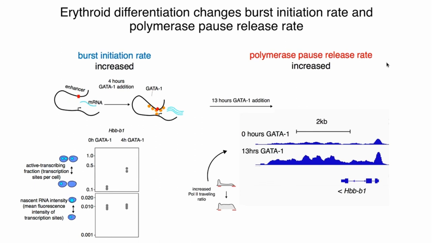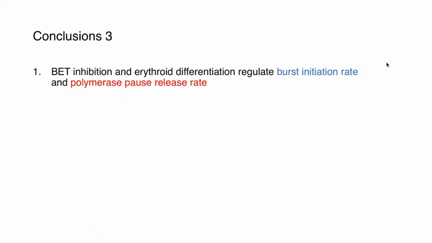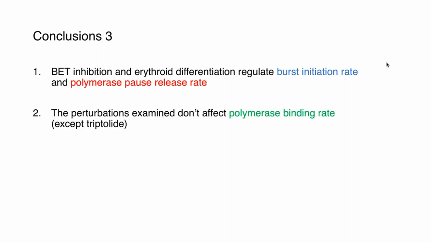We've done that sort of study on many more genes and showed that both BET inhibition and erythroid differentiation can change burst initiation rate and pause release rate. And strikingly, we found that polymerase binding rate really wasn't changed by any of the perturbations we looked at except for triptolide. So there are many future directions for this work.